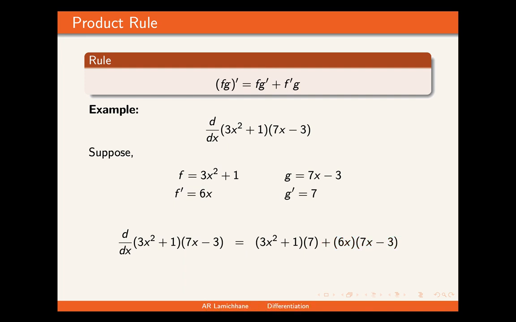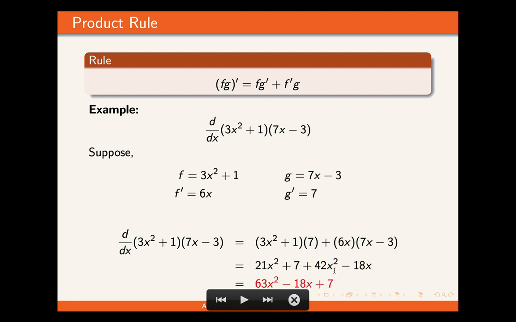But if we want to simplify this, you can clearly see that we can distribute the 7, and then this is what we get here, right? So 7 times 3x squared will be 21x squared. 7 times 1 will be 7. In the same way, 6x times positive 7x will be 42x squared, and 6x times negative 3 will be negative 18x, and we can combine these like terms. So 21x squared plus 42x squared will be 63x squared, and negative 18x plus 7 is the derivative of this product function.